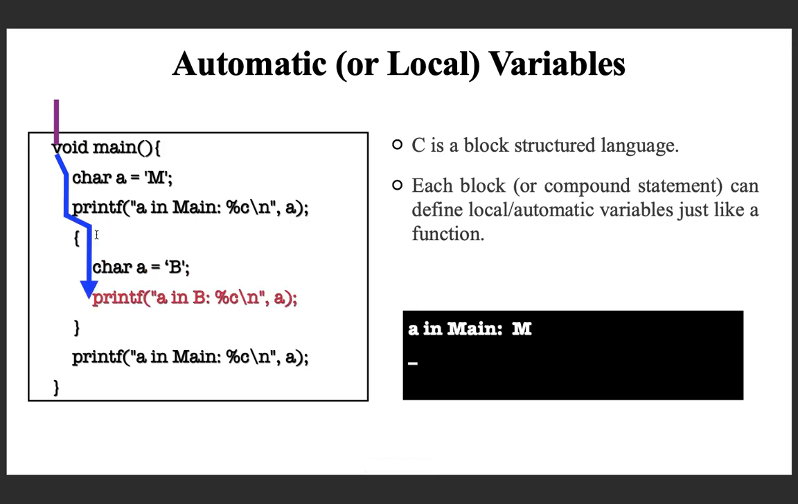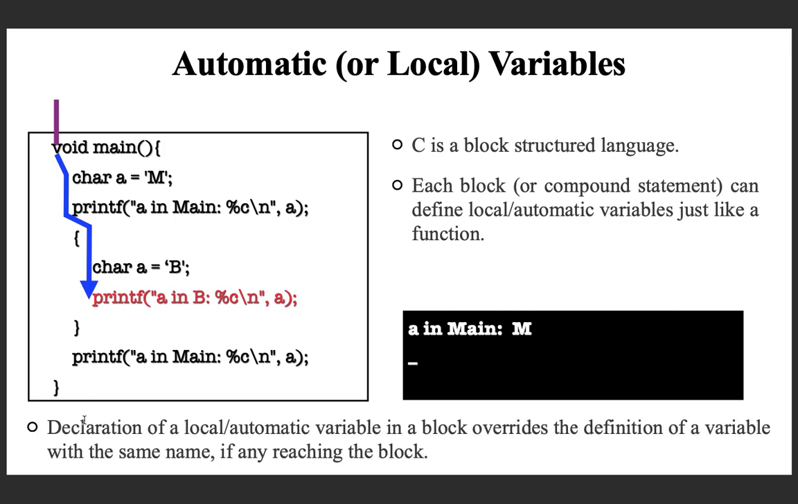Now suppose you come to this statement. I am trying to print A in B, this block name, I assume. So what will be printed? I think you guessed it as capital B. Now declaration of a local variable like this in a block overrides or redefines the definition of a variable with the same name, if any, reaching that point.